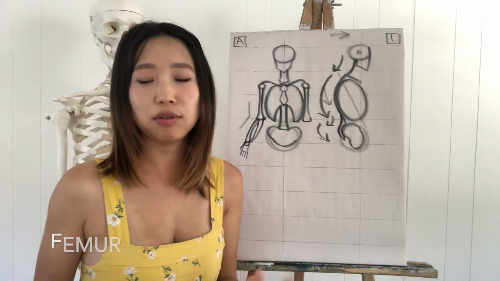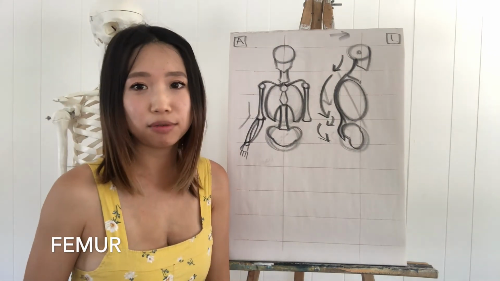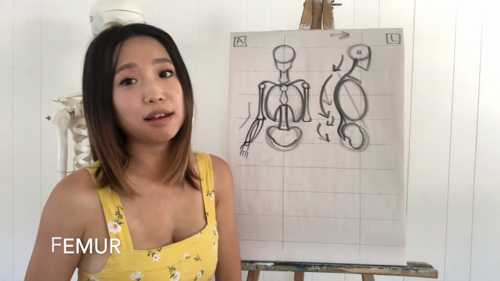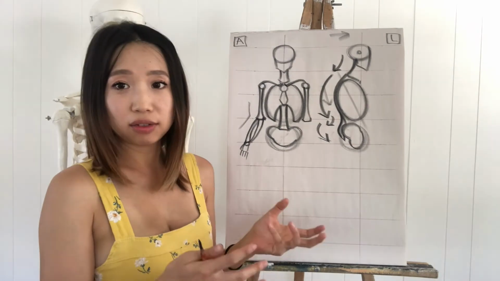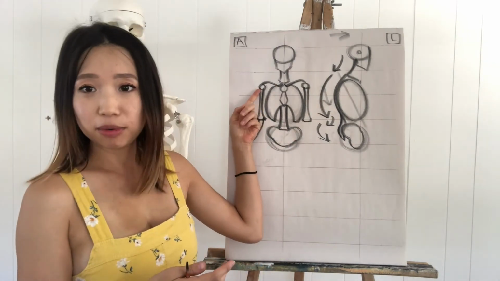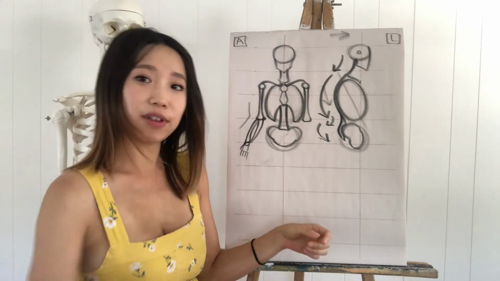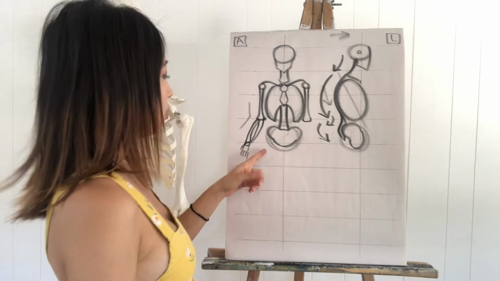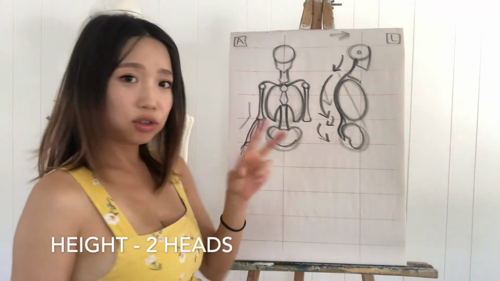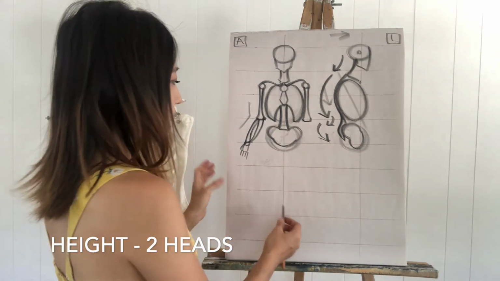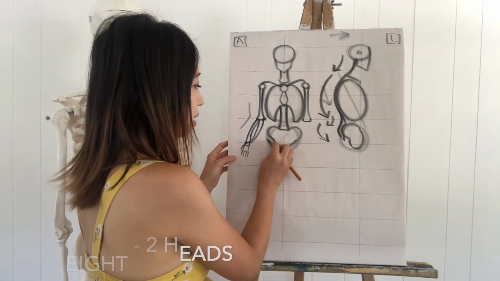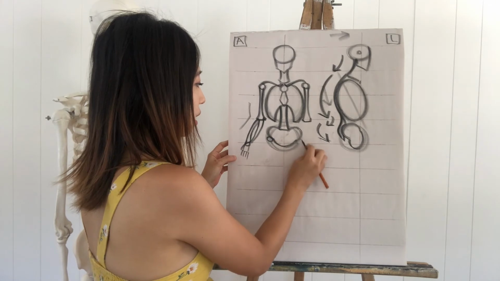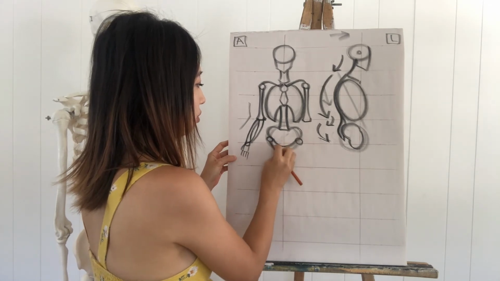The femur is your thigh bone. This is the biggest bone in the entire body. It does have the ball socket joint, just like the humerus right here, so we can move around, right? Like we can move 360 degrees all over. For the femur, we have 2 heads, and the femur starts from the side of the pelvis, and you can just start with the ball socket joint just like this.